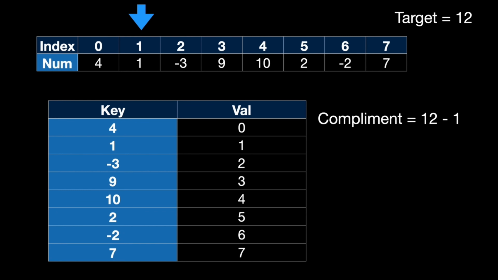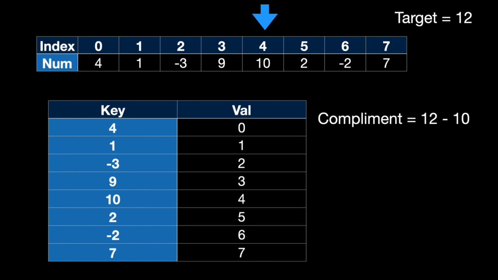We repeat the process. 12 minus 1 should give us 11. And we ask ourselves whether the complement exists. And if you look, we can't find a complement. And we go to the third number. 12 minus 3 is going to be 15. And if we look for the complement, it does not exist. And we proceed to the next number. 12 minus 9 is going to be 3. We have negative 3, but no 3. So that means that we cannot find a pair for 9, and we proceed to the next number.